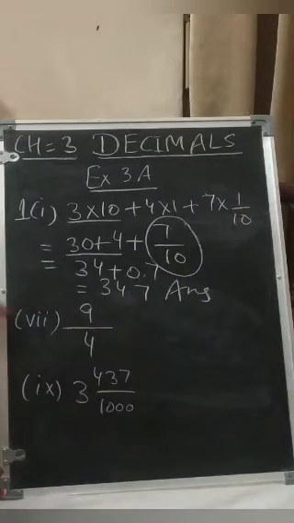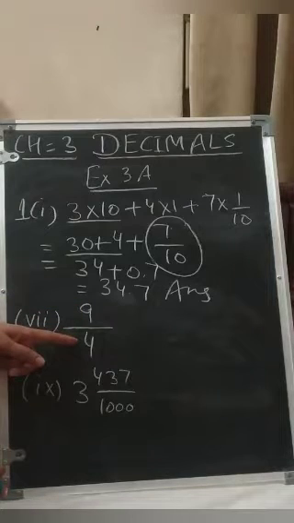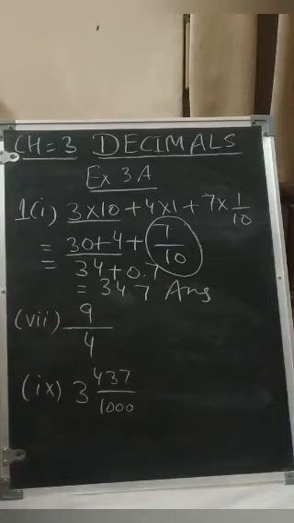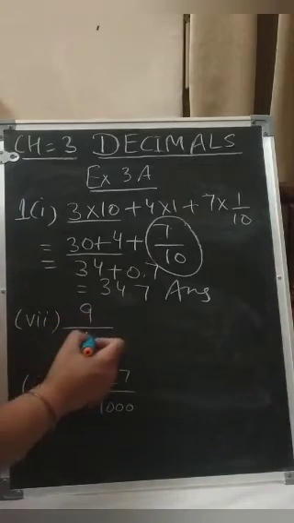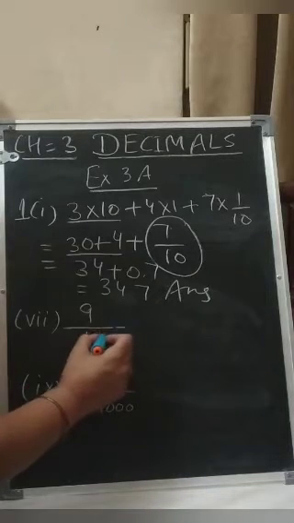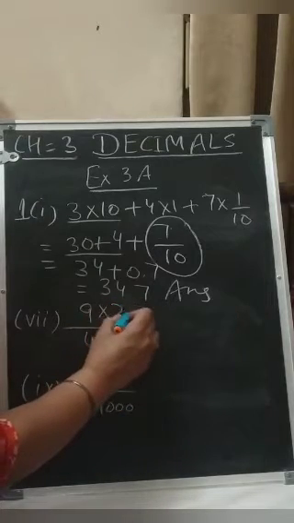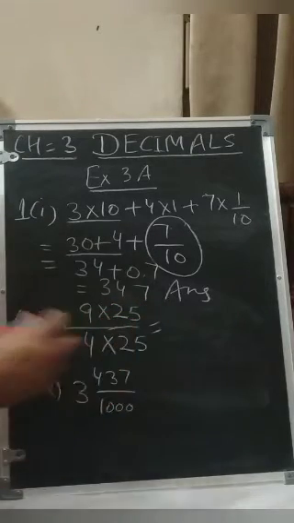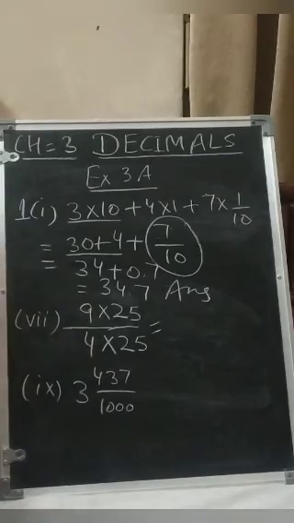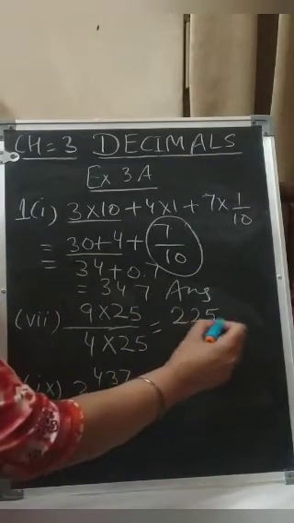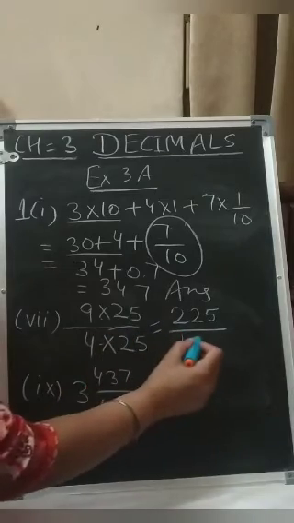In the 7th part you can see 9 over 4. So first of all our denominator should be 10, 100, 1000. Then you can change into a decimal fraction easily. So with which number should we multiply so that it becomes 100? It is very clear. We will multiply by 25, and the upper side also we will multiply by 25, and it will become 225 upon 100.